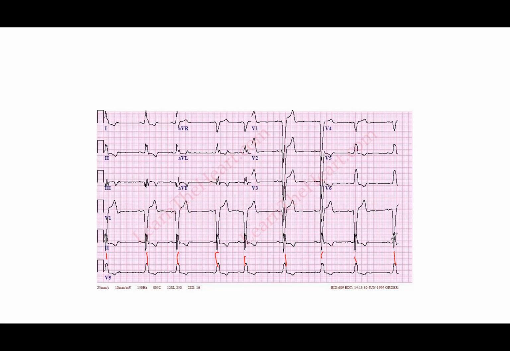So, well, why would we have an irregular rhythm? Well, what are some causes of irregular rhythms? You could be in an irregular rhythm itself.